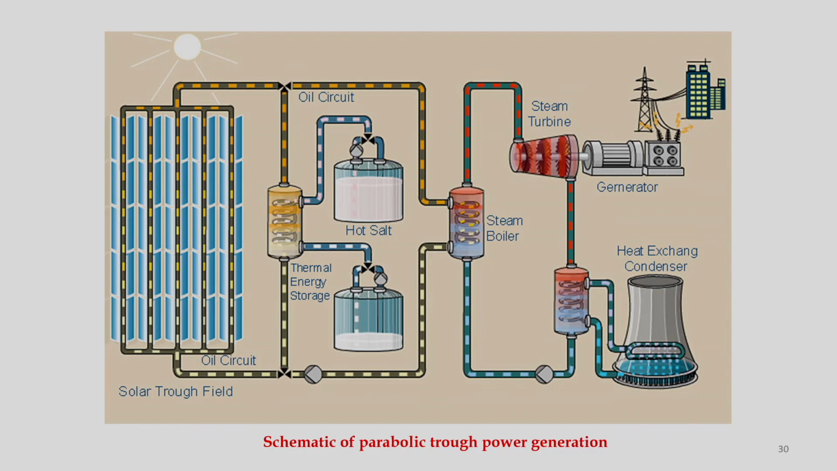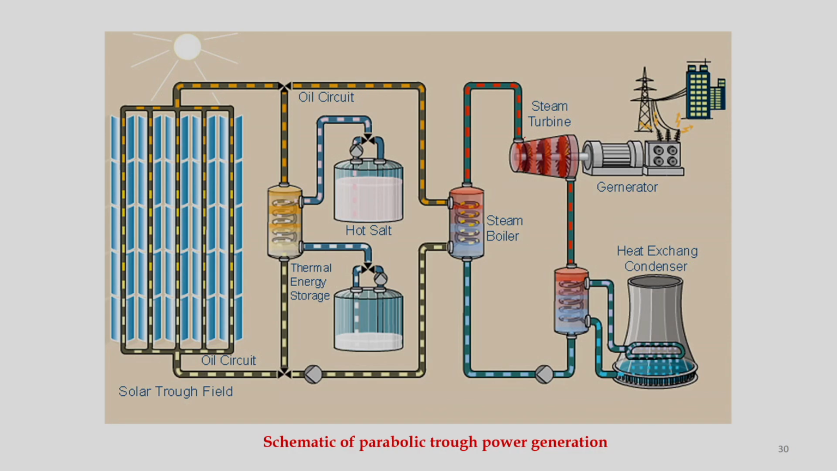So, here it shows a schematic of parabolic trough power generation. Here these are the parabolic troughs and these are thermal energy storage devices. Hot salt will be collected here and then we need one heat exchanger to exchange this fluid with the secondary fluid which is flowing in the circuit.